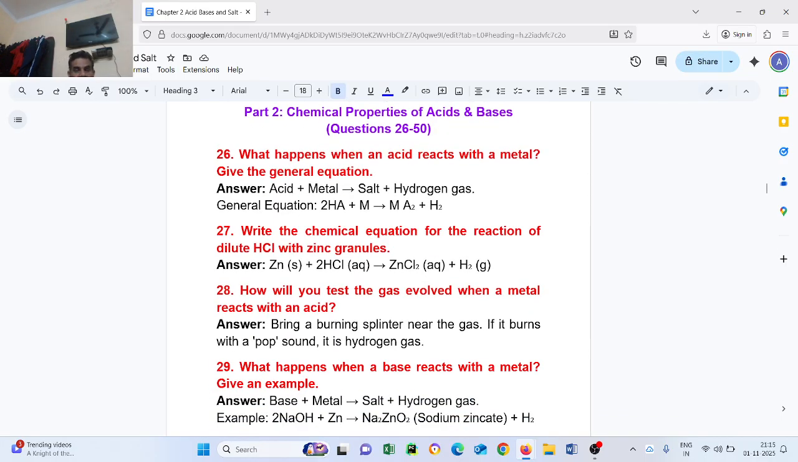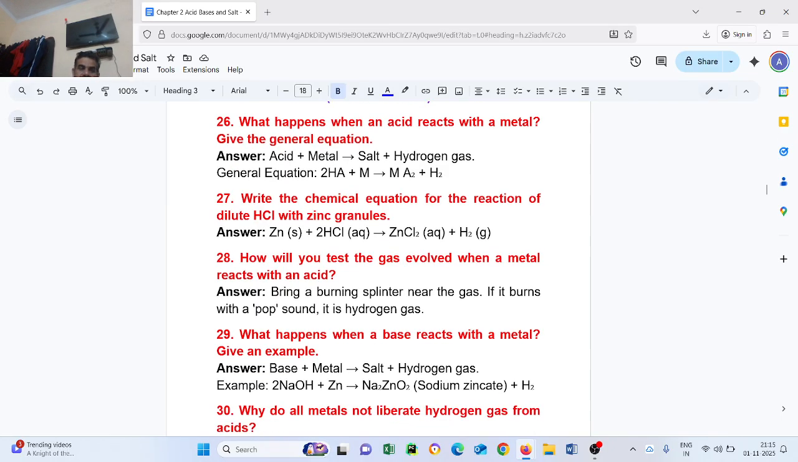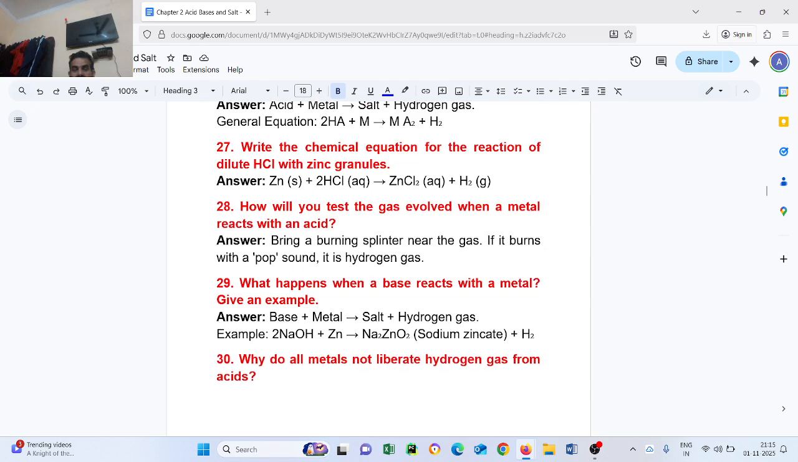Question number 29. What happens when a base reacts with a metal? Give an example. Base plus metal gives salt plus hydrogen gas. Example: 2NaOH plus Zn gives Na2ZnO2, sodium zincate, plus hydrogen.